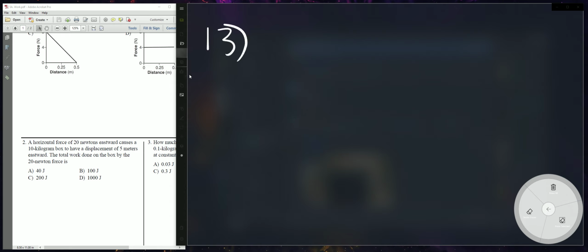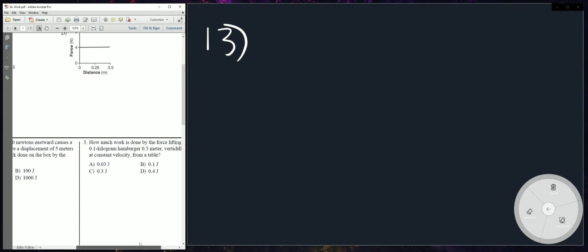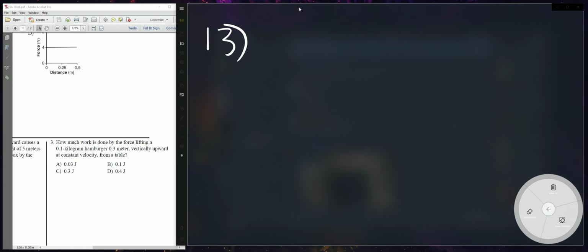And so that's not 13, that's actually 3. I'm too lazy to erase that mark though.